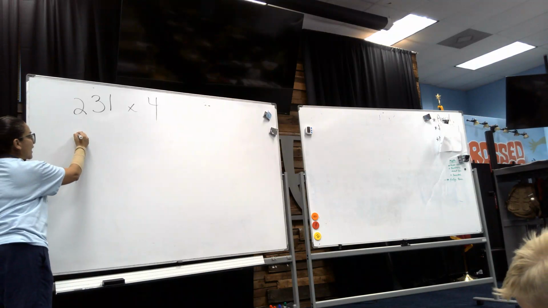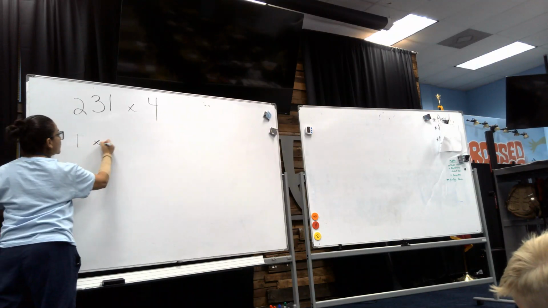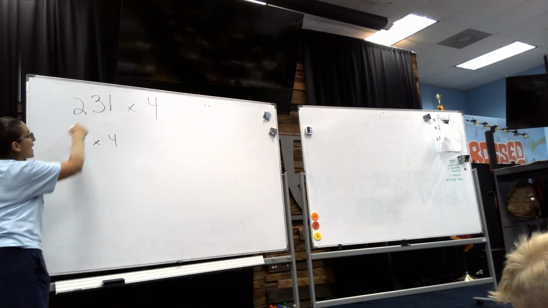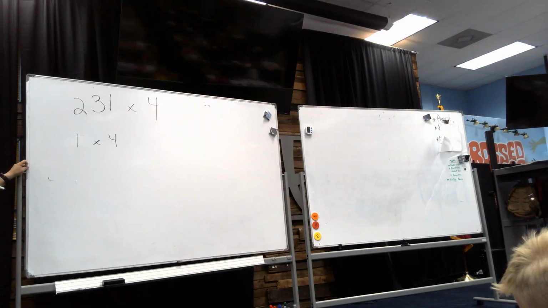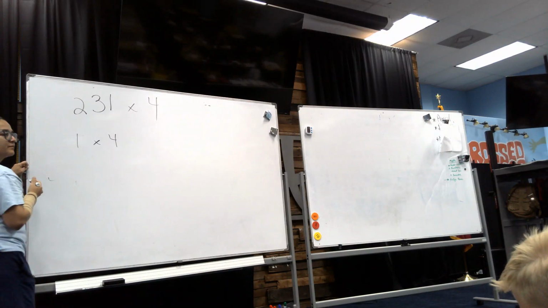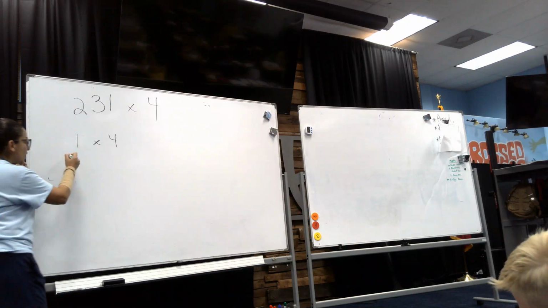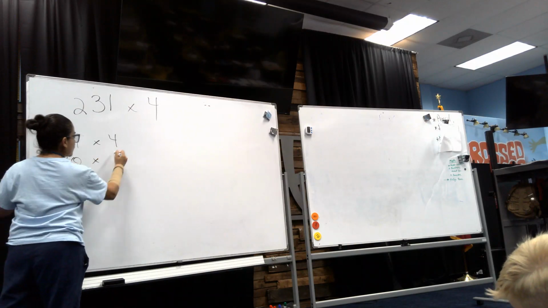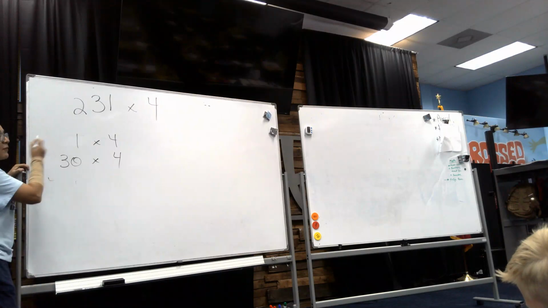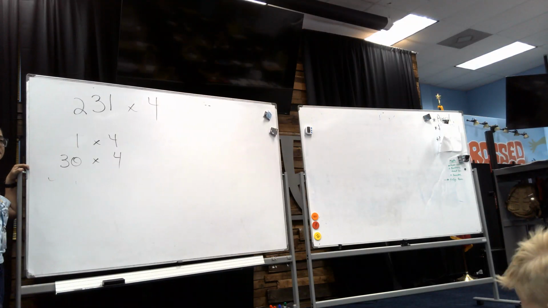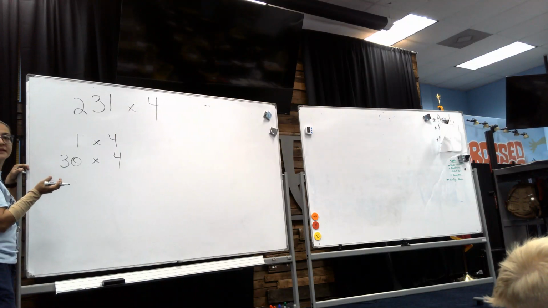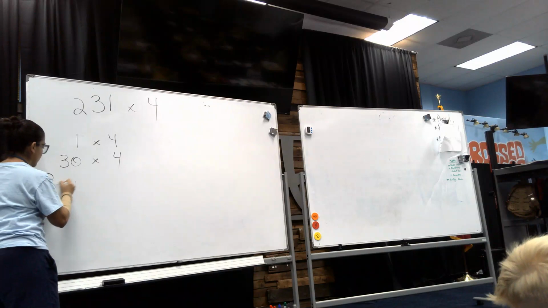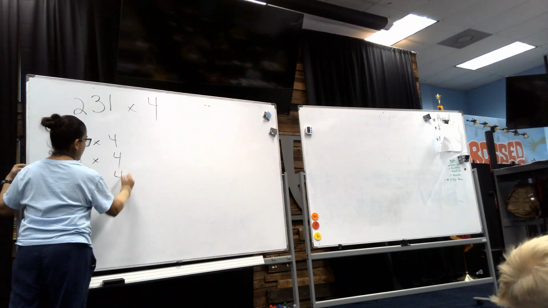I have a 1 that I have to multiply by 4. And I have 3 tens. How many ones is 3 tens? Camila? 30. 30 that I have to multiply by 4. And how many hundreds do I have, Joshua? 2. 2, which is how many ones, Magnolia? 200 times 4.